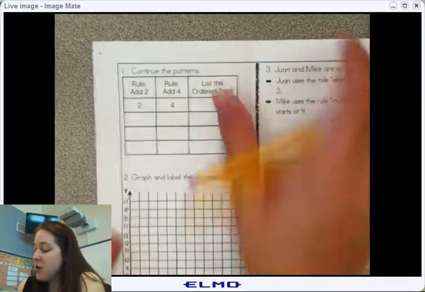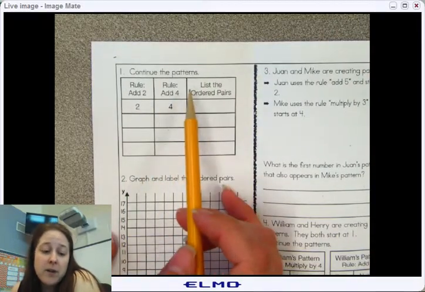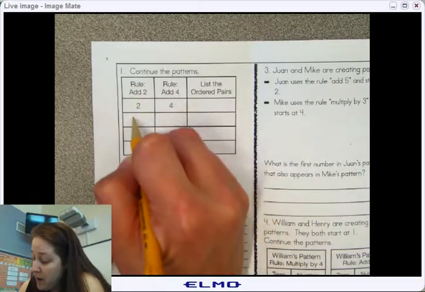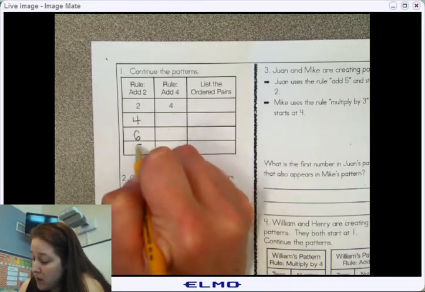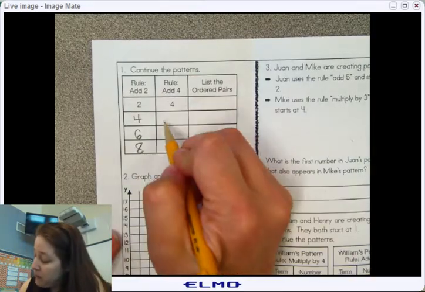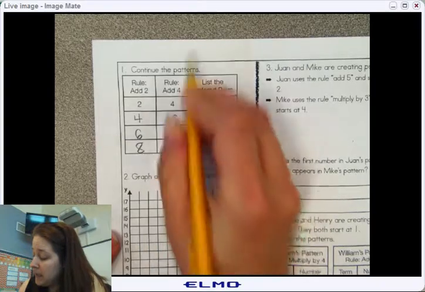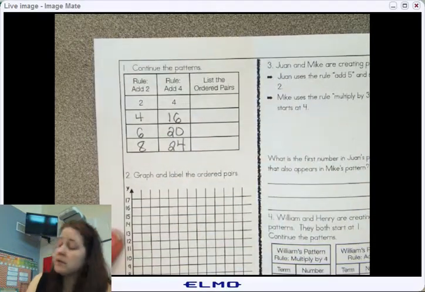Okay, so it wants us to continue the pattern: add 2, add 4. So take a moment and write 2, 4, 6, 8. And then it wants us to add 4 to this side. So 4, 16, 20, 24.